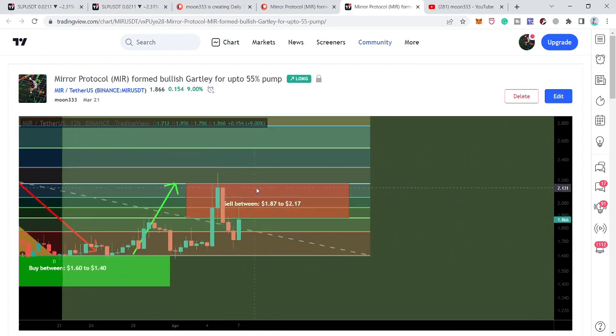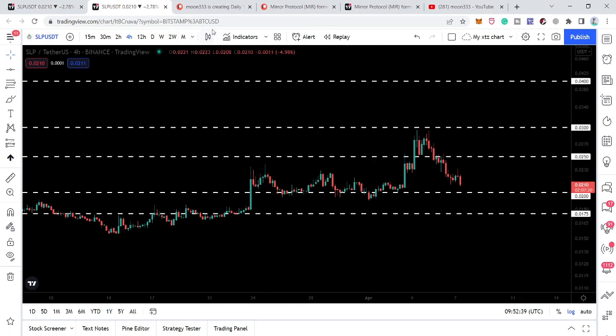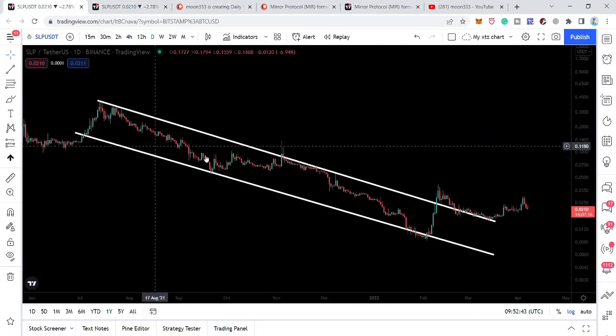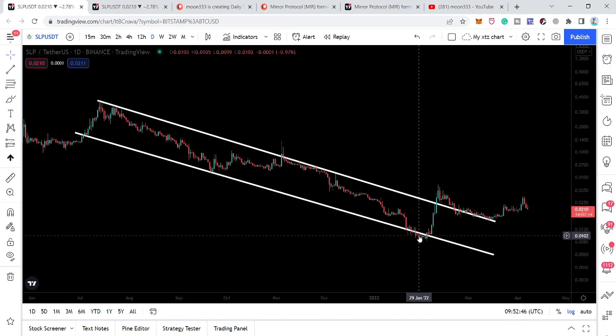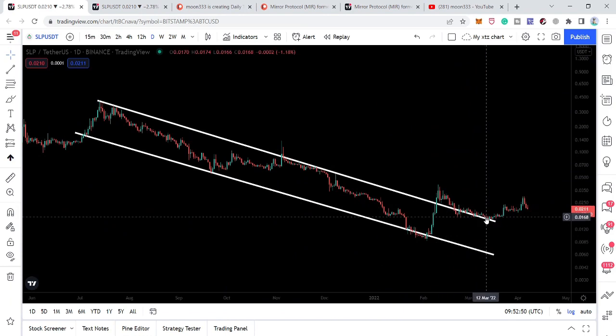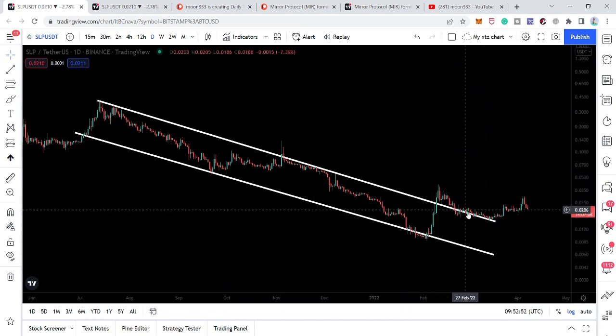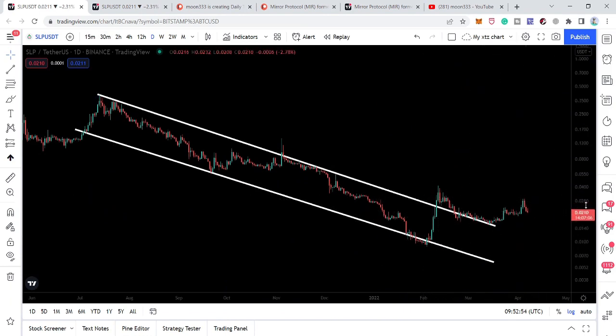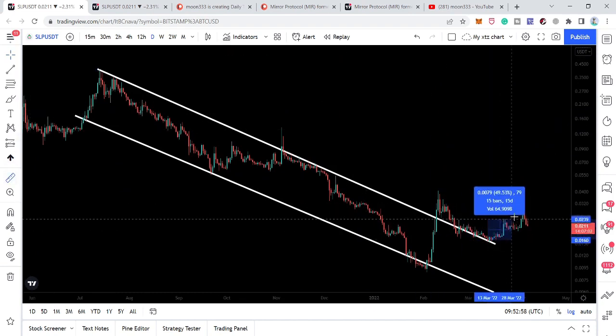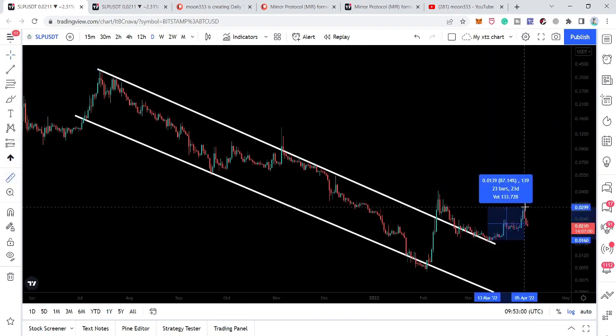Now let's start the analysis. First of all, let me show you this daily time frame chart of SLP token. Here we have been following this down channel, and the price line broke out the resistance of the channel. We had some accumulation above the resistance after this breakout, and then we had another rally, from this resistance of the channel up to here.